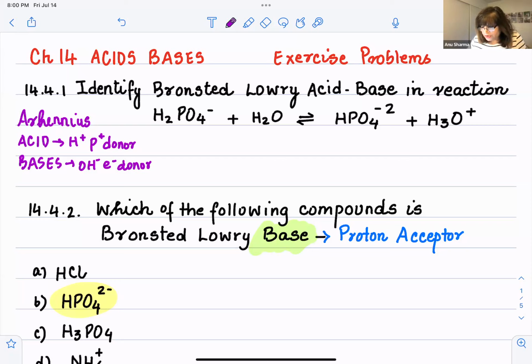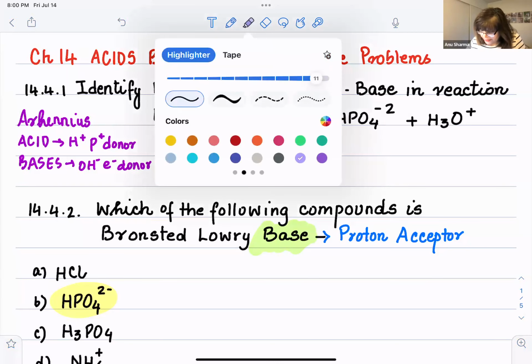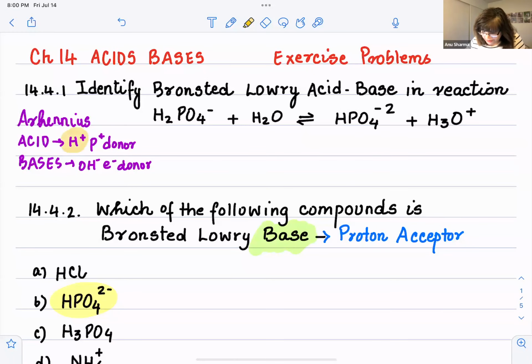So here in this equation, identify the Bronsted Lowry acid. Bronsted went ahead further. He said that fine, the OH ion is a different story, but especially regarding the hydrogen ion, the hydrogen ion that is given by an acid is taken by water in the reaction. Okay, so let me show you how this happens.